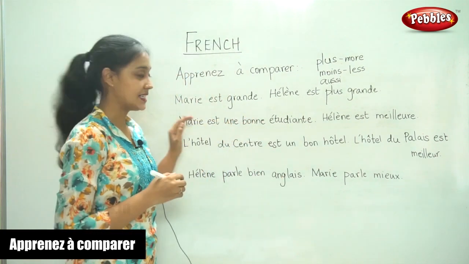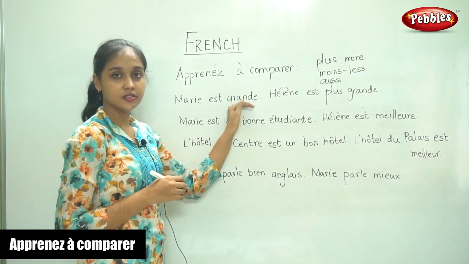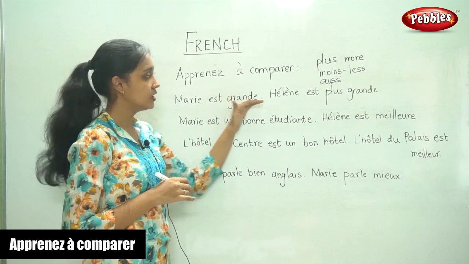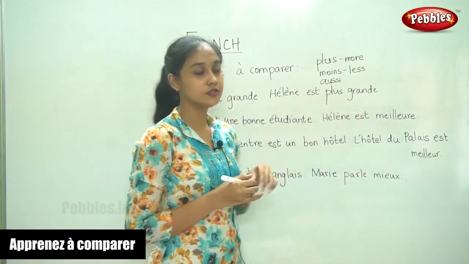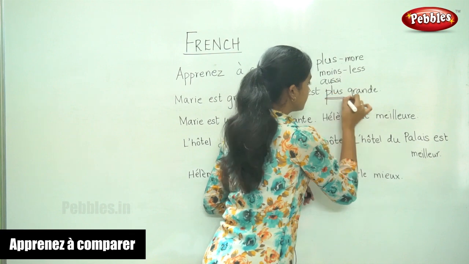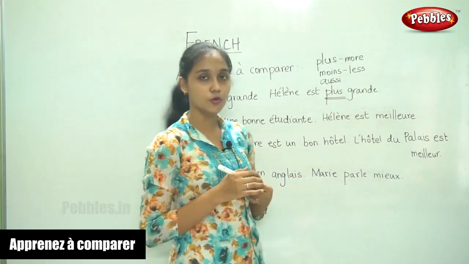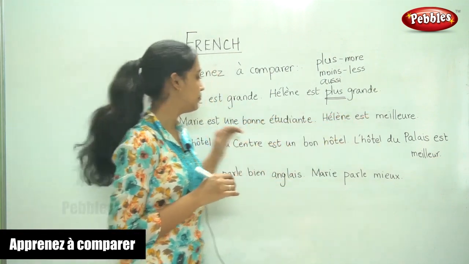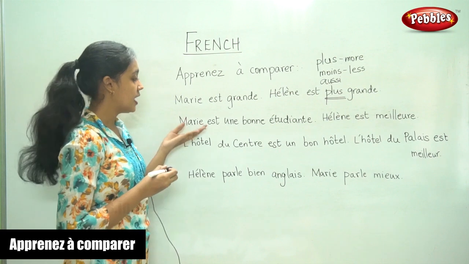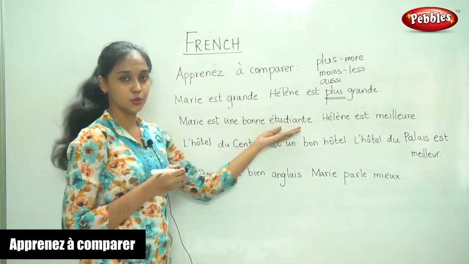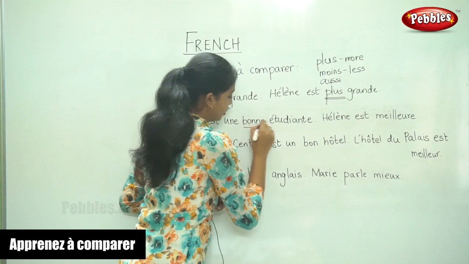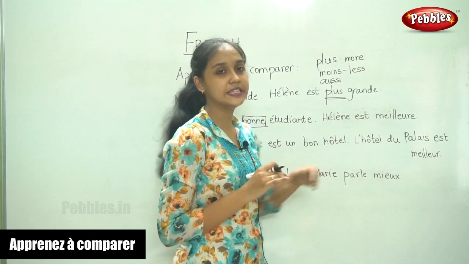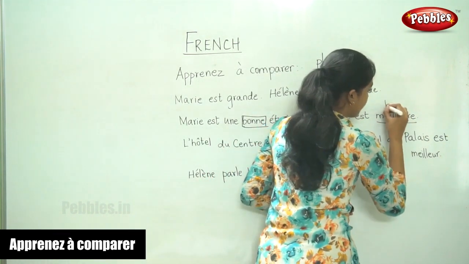Now let us read these sentences. Marie est grande. So Marie is tall or big, grande. Hélène est plus grande. So the word here is plus. It means more. So Marie est grande, Hélène est plus grande. The next sentence, Marie est une bonne étudiante. So here, bon, good. Hélène est meilleure. This means better.